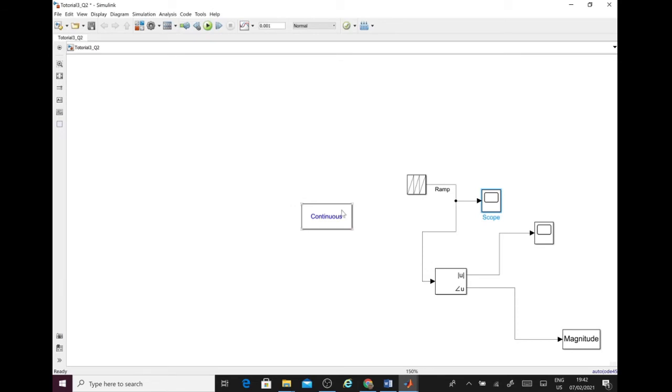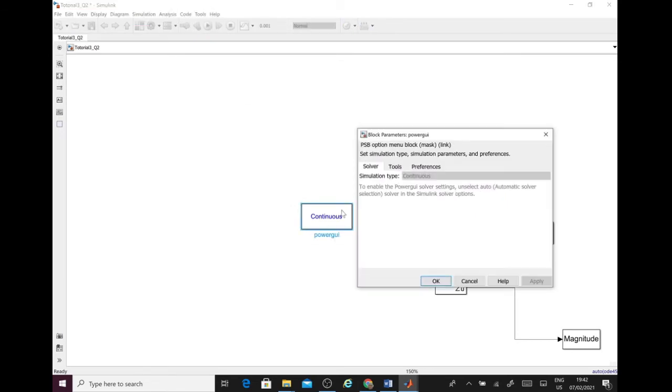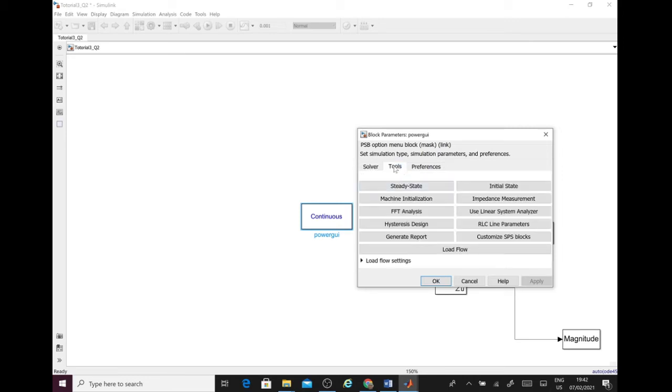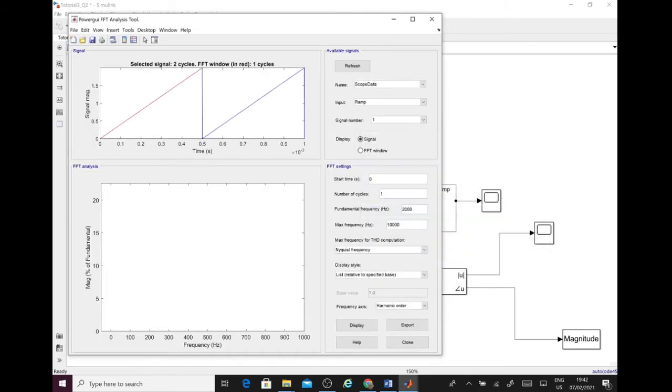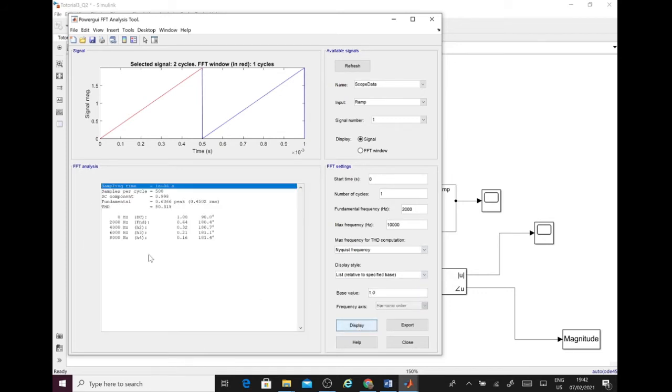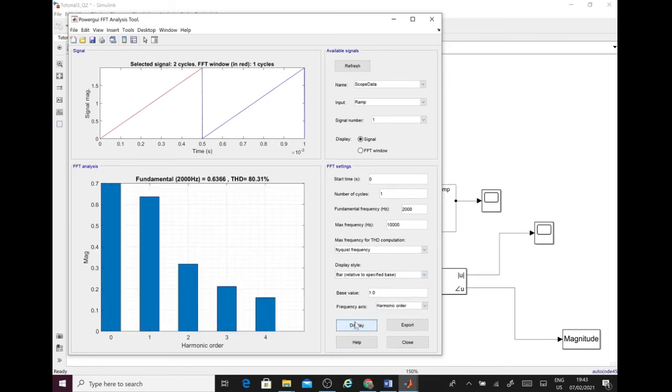Now, if I like to do the Fourier analysis, go to Tool, click on that, and then say display, and that will give you the DC component will be 1, second harmonic, third harmonic. Of course, if you like to see the bars, this is how the bars will look like. Okay, so that is for the first problem.